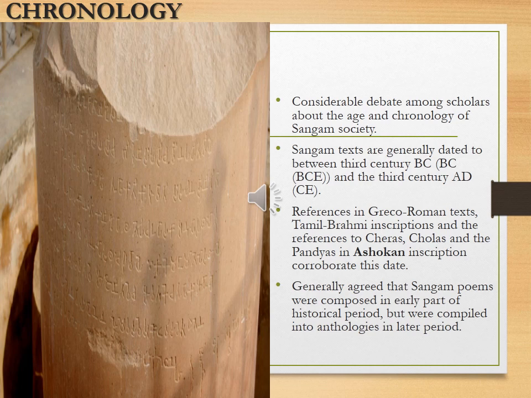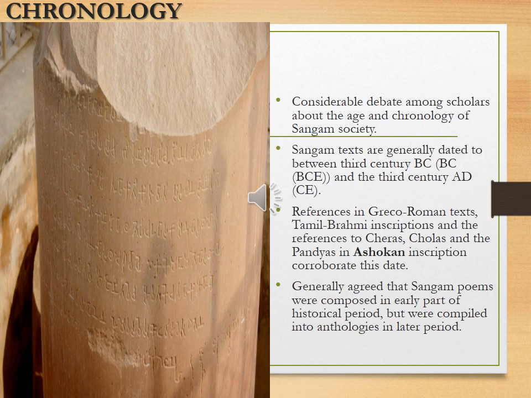Chronology means the order in which a series of events happened. So there is an argument between the scholars about the period, the age and the series of events that happened in the Sangam society. There is a considerable discussion and argument among the scholars about the age of this Sangam society.